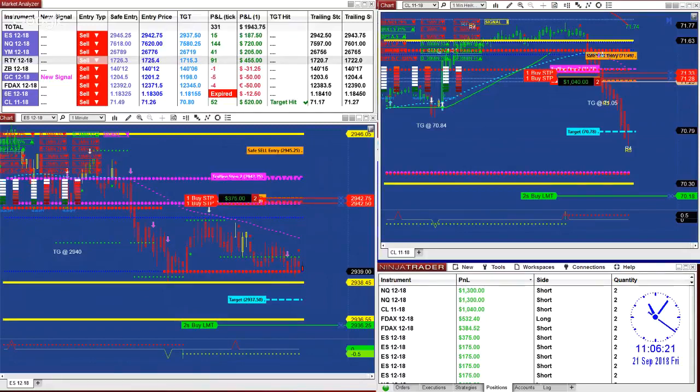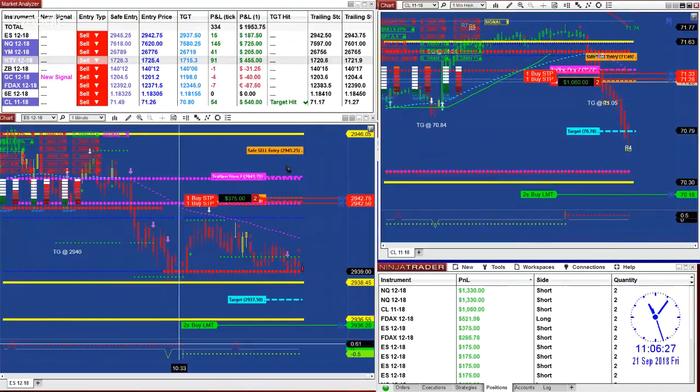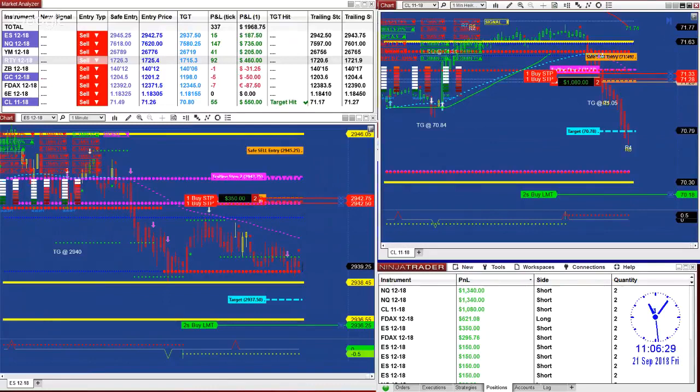Oh, no. This is not on the scalper, sir. This is on the swing trading. On the scalper, oh, brother, on the scalper. This is a swing trading, my friend. It's not the scalper.